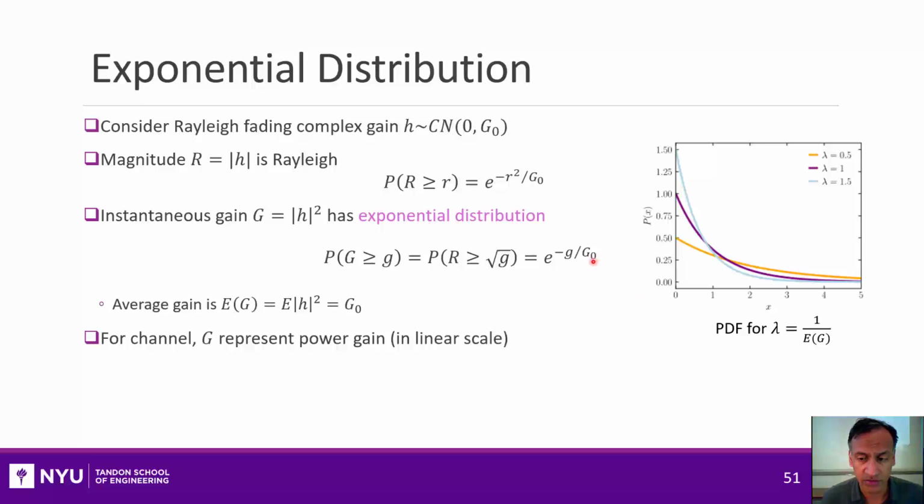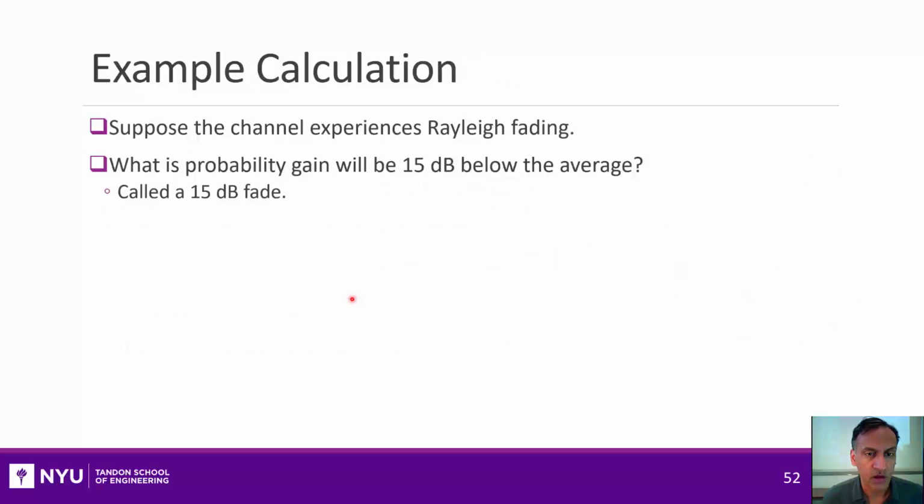I can show this distribution here, the complementary CDF. So that means that the probability that it's large decays off exponentially, and it will be parametrized by the mean, which in this case is the mean power gain of the channel. All right, let's use this to do a simple calculation.